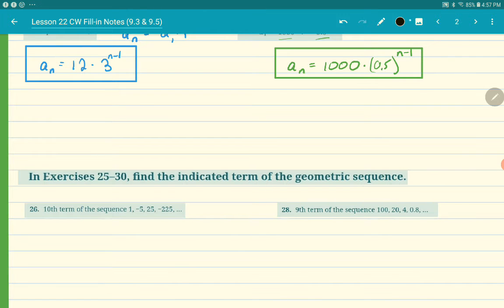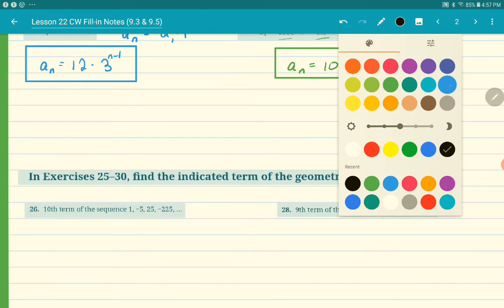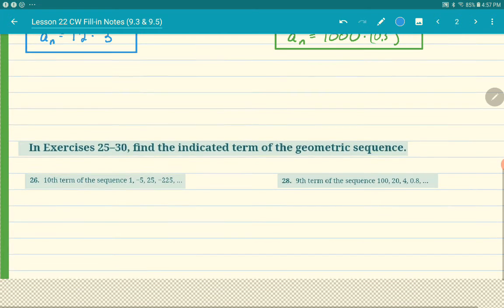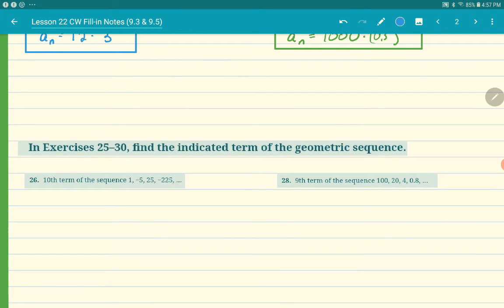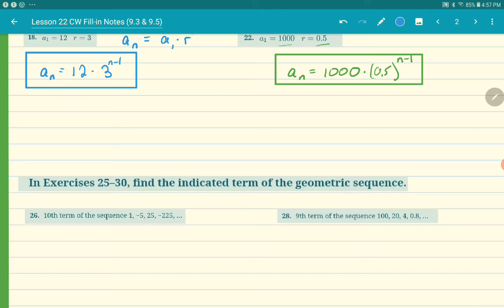And then going on to 25 to 30. I think yours starts at 27 in this section. We're looking for a specific term. So this time they're giving us the n. And we have to find the a, the r, and the n. So I'm going to copy that formula down. We're still using this formula.